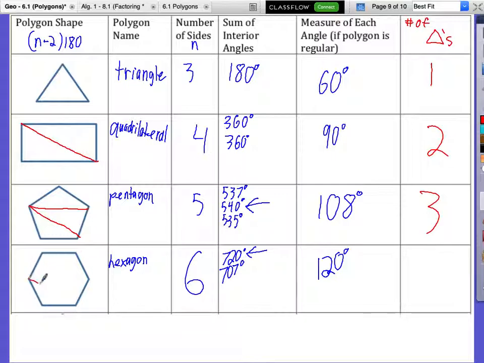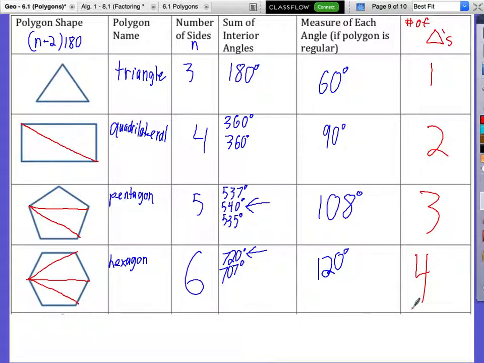So here, if I go from this one, how many triangles can I make in the hexagon? 4. The number of sides, 6, take away 2. And the reason we take away 2 here, listen up real quick: we can't go to the adjacent ones, because there are always going to be 2 vertices that are next to this angle. So we have to go to the others that are away from it. So we have to take away 2 of our angles, and then we're left with 4 triangles.